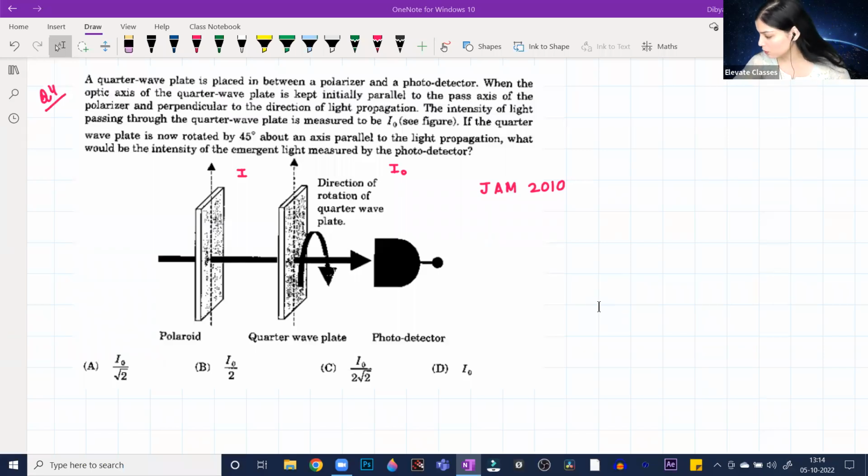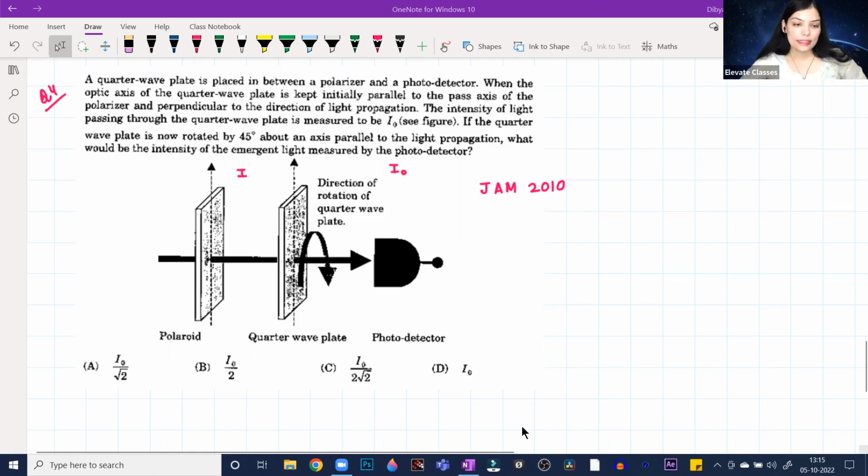Maybe a couple of more minutes, then we'll solve this. ठीक है, ट्राई करते हैं इस क्वेश्चन को.